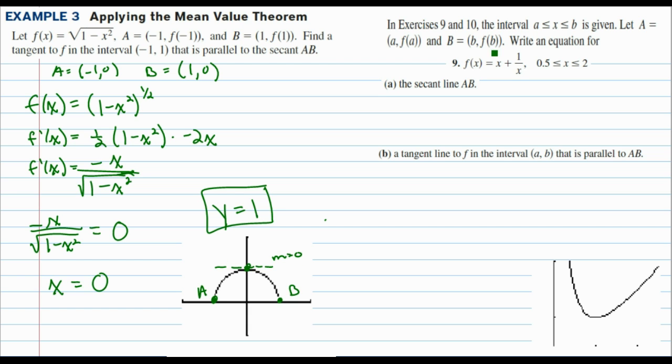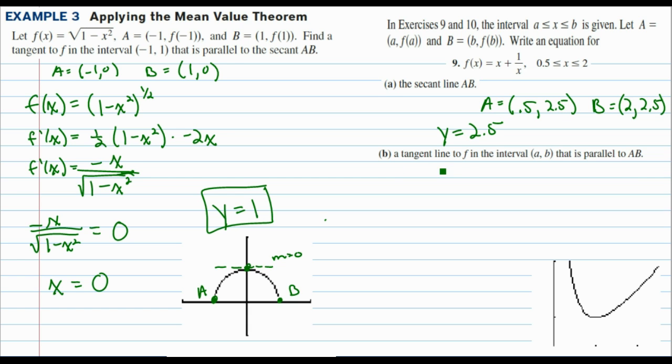So now try problem. Exercise 9 says the interval a to b is given. Let A equal a comma f of a and B equal b comma f of b. Write an equation for the secant line AB. Okay, so the point A is going to be 0.5 comma 2.5. The point B is going to be 2 comma 2.5, which the y values are the same, so the line connecting those is just going to be y equals 2.5. The y coordinate has to equal 2.5.